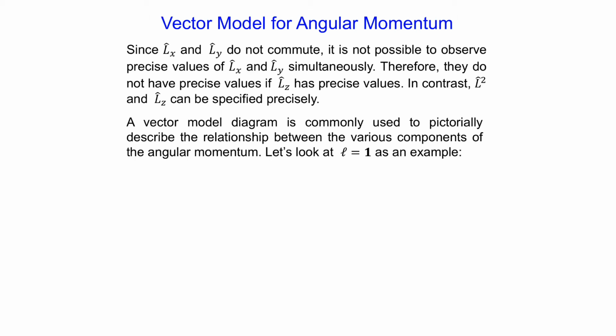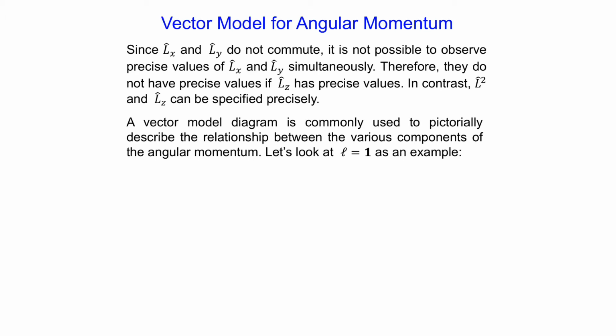Turns out that it's kind of nice to draw a picture of this. It's a little hard to think about what that means abstractly, but we do have a pictorial method for depicting these different relationships between the various components of our angular momentum. That's called a vector model of angular momentum. So let's do an example with L equals 1.